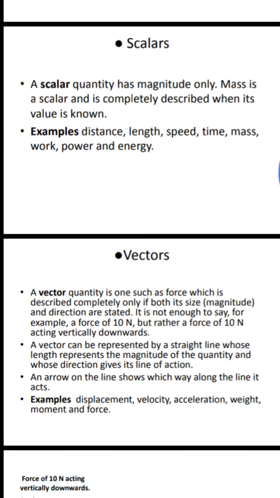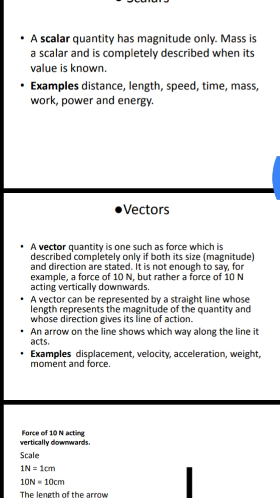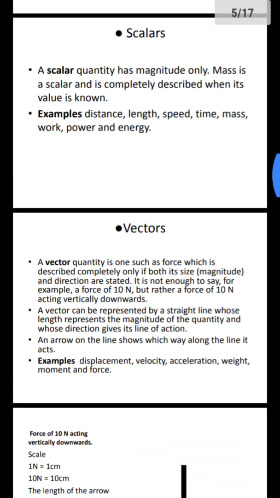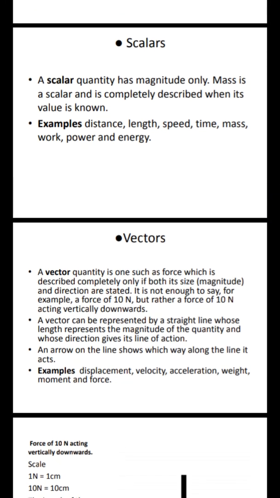So these are the two basic differences. Scalar quantities are described by only magnitude and vector quantities are described by both magnitude and direction. For example, if you specify length, you only give its magnitude. For example, 5 km, that is all that is required to specify it.